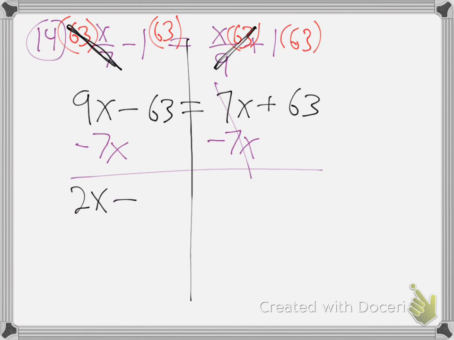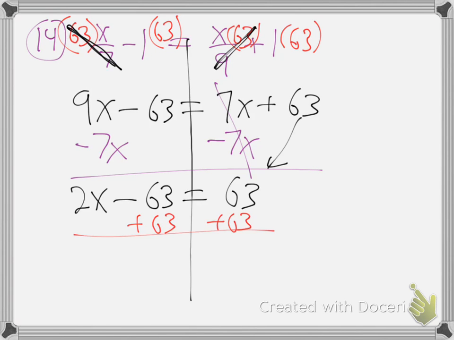So we got 2x minus 63 is 63. Just bring that down, huh? X is saying, what is it always saying? I want to be alone on this side of the wall. So how do we get x alone on his side of the wall? Add 63 to both. Boom, gone.